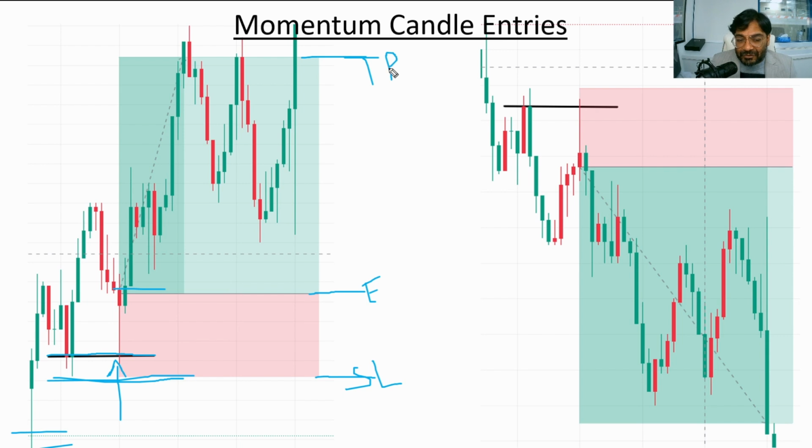Okay, so I think you understood how the momentum candle has to be chosen and how you can pick out that momentum candle. It's simple. Bearish, let's check it out.